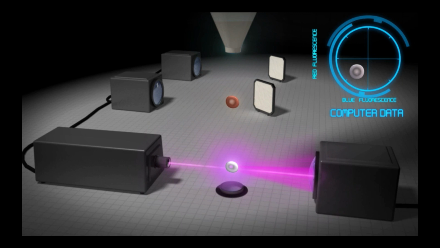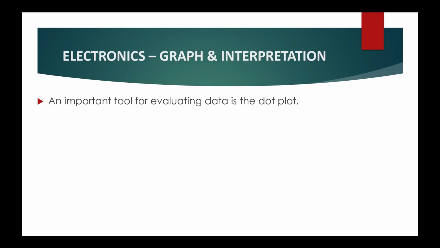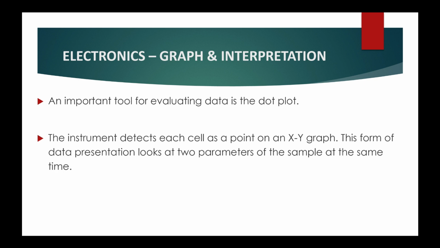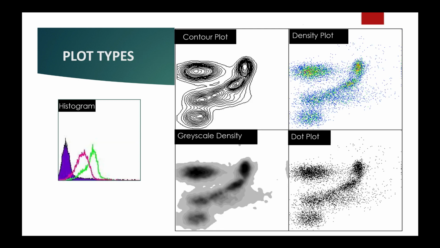All of these properties of the cells, that is light scattering and fluorochrome activation, are submitted to the computer. This data is generally shown in the form of graph. The instrument detects each cell as a point on an XY graph. In this form of data presentation, we can look at two parameters of the sample at the same time. Various types of plots can be made using this data, such as contour plot, density plot, grayscale density plot, dot plot and histograms. Most commonly we use dot plots and histogram.